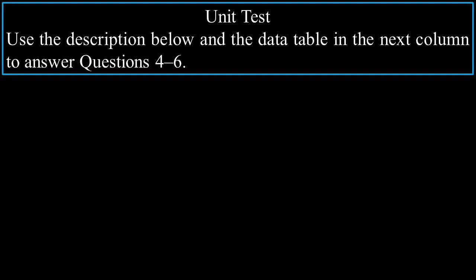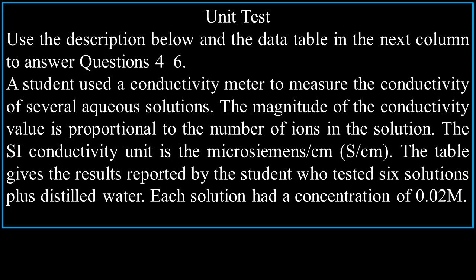Use the description below and the data table in the next column to answer questions 4 to 6. A student used a conductivity meter to measure the conductivity of several aqueous solutions. The magnitude of the conductivity value is proportional to the number of ions in solution. This SI conductivity unit is the microsiemens, or S/cm. The table gives the results reported by the student who tested 6 solutions plus distilled water.